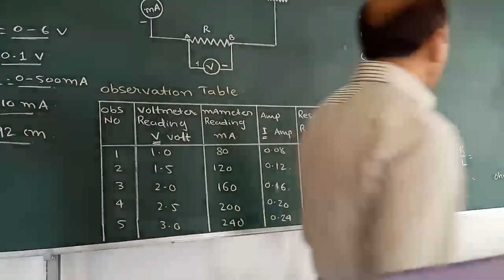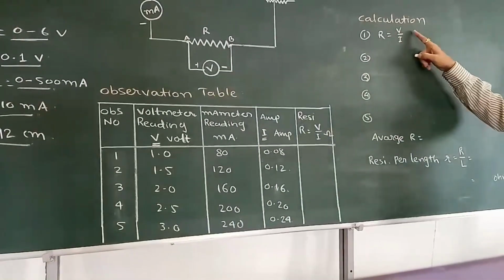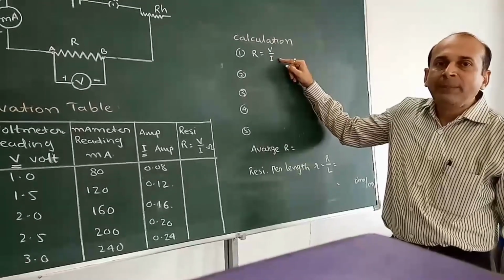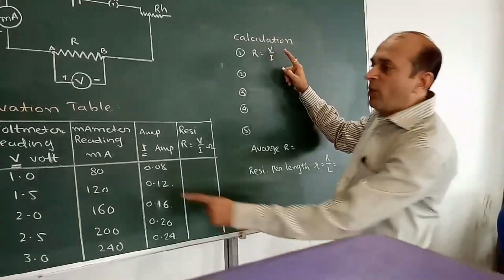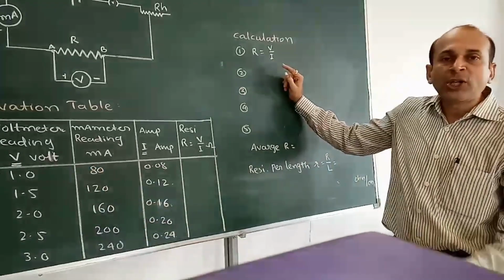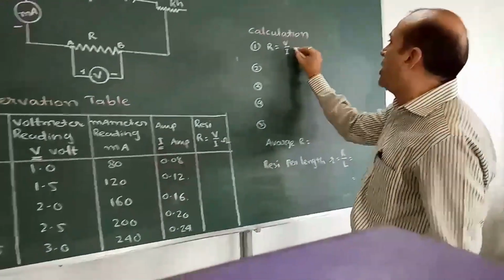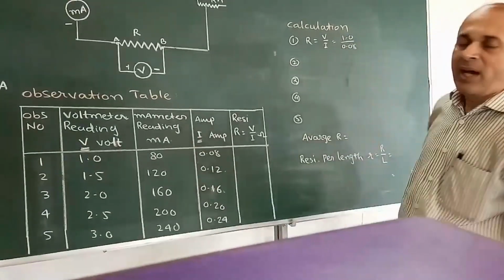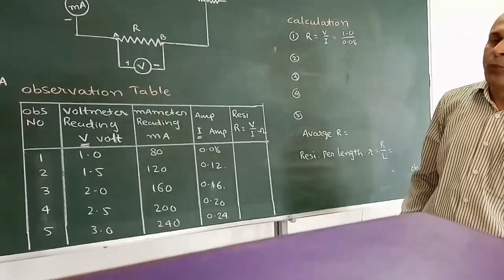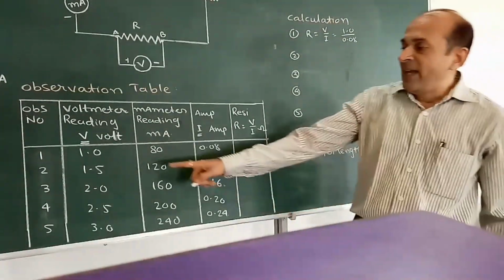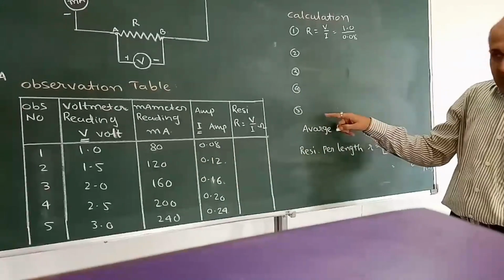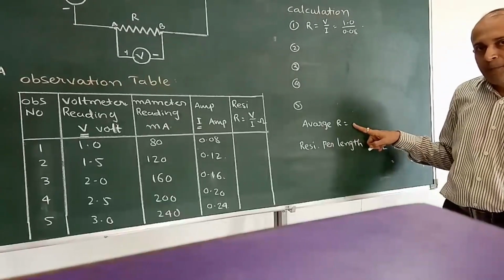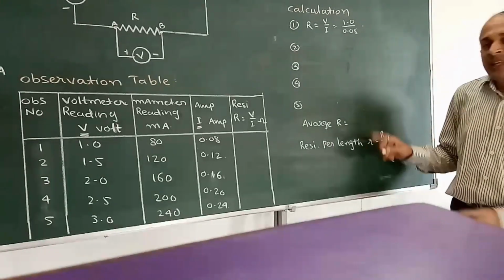Now the calculation: R is equal to V by I, where V is equal to 1 volt dividing by the corresponding current, that is 0.08, 1.0 volt and 0.08. You will get the value around 12.5 ohm resistance. In the same way, you find the resistance in each case. After finding it 5 times, you find its average resistance R. Average resistance R is the resistance of the wire.